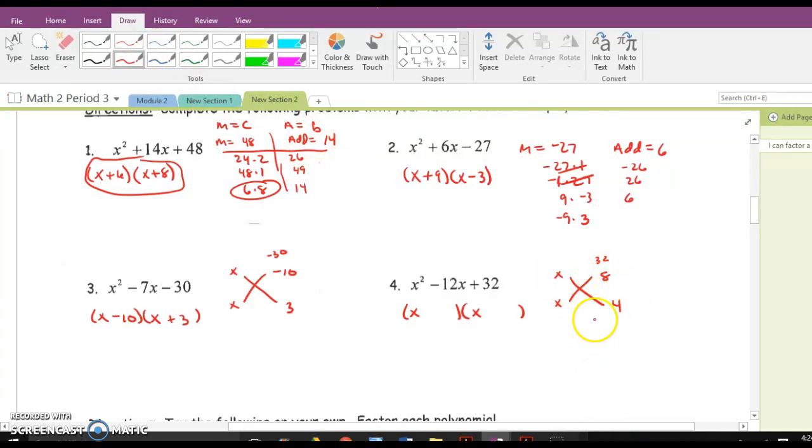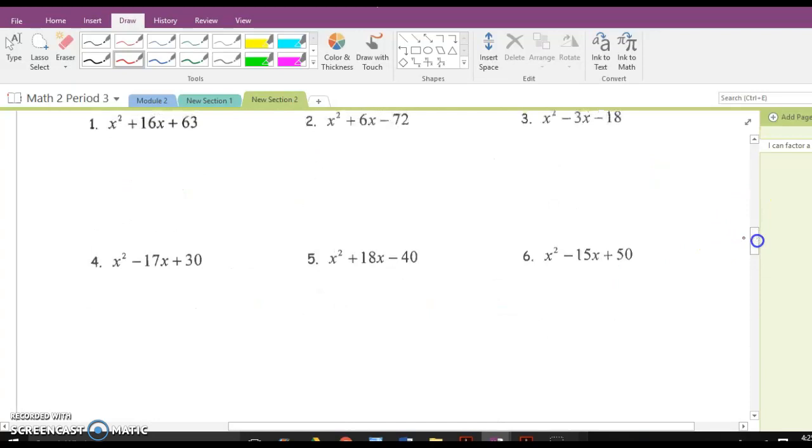8x plus 4x gives me 12x. I need negative 12, so negative 8, negative 4. That will multiply to give me 32. Does it add up to negative 12? Absolutely. So x minus 8, x minus 4. All right. So whether you like to do it like I did number 1 and 2, or 3 and 4, pick the method you like and do 1 through 6 on the bottom.